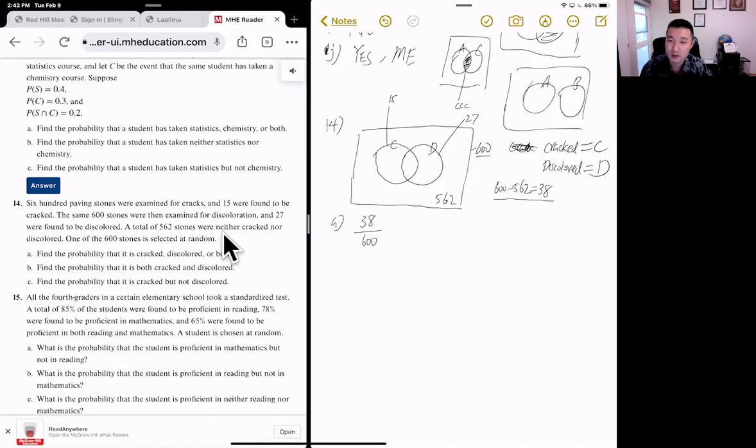Okay. Any questions about this part? The question continues, part B. So B is asking for the probability that a stone is both cracked and discolored. So P of C, C is for cracked, and discolored. So P of C and D. Again, this is and.